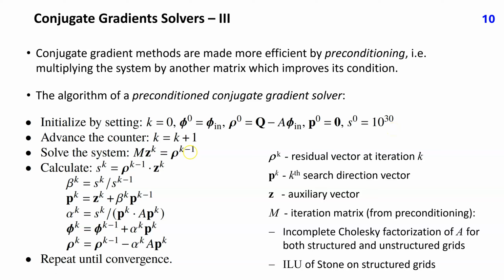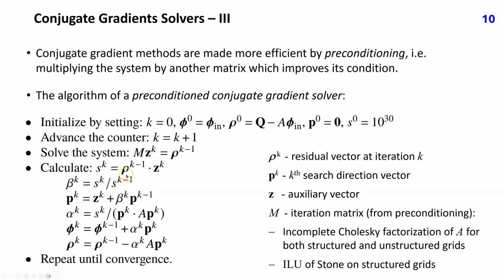We then advance the iteration counter by 1 and solve the system matrix M times vector z equal residual vector rho from the previous iteration. M is the iteration matrix which depends on preconditioning. Often it is the incomplete Cholesky factorization of matrix A, but on structured grids the incomplete lower upper decomposition after Stone leads to better performance.